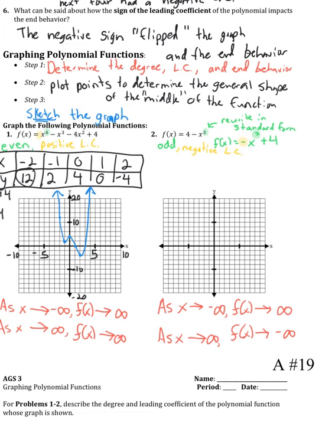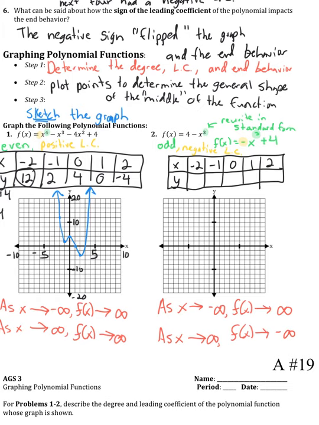All right, let's make a table, and we'll plug in some values, x and y. And I'm just going to do middle values again from -2 to +2. If I plug in 0, I'm just going to get a 4. That's nice and easy. If I plug in 1, I'm going to get 4 minus 1. That's a 3. If I plug in 2, I'm going to get 4 minus 8. That's -4.